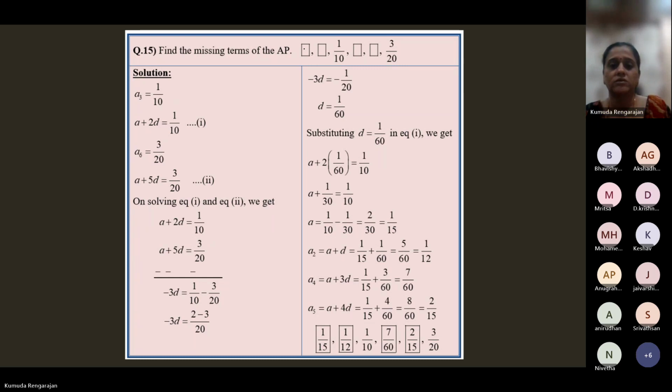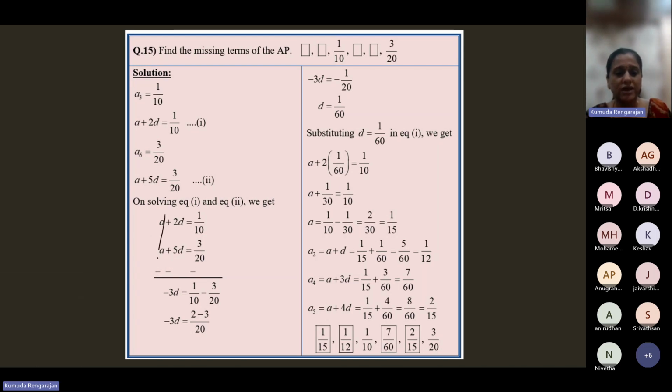Okay. So A1 is not known, A2 is not known, A3 is equal to 1 by 10. A3 means A plus 2D is equal to 1 by 10. Similarly, A4 not known, A5 not known, A6 is 3 by 20, which means A plus 5D is 3 by 20. So we have two equations in A and D. Write the equations one below the other and change the signs throughout. So this plus becomes minus, and plus minus. Change the signs throughout.